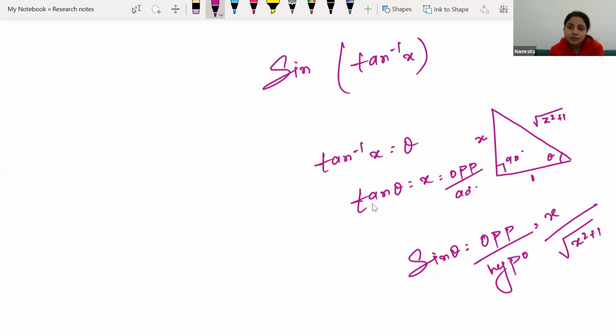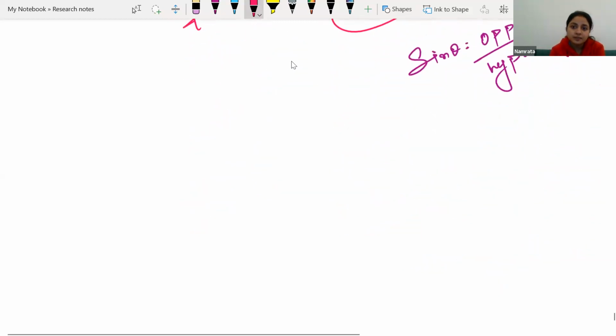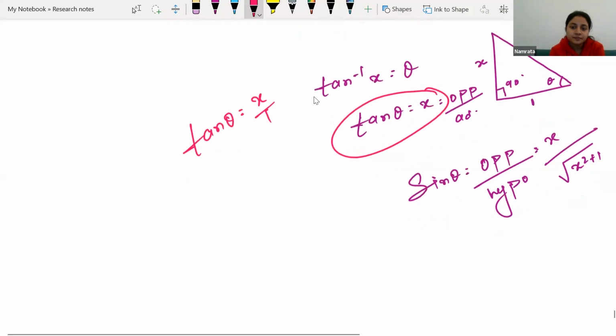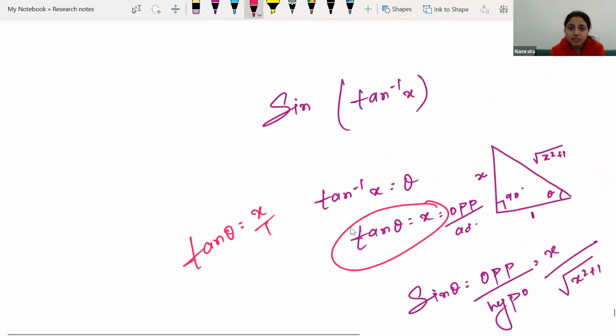Okay, ma'am, but how are we assuming that the adjacent is 1? Because tan theta is x. Tan theta is x, that means tan theta is x by 1. If I say x is 2, you can also assume x is 2 by 1, right? Yes, ma'am. So we got sine theta as x by under root x square plus 1.